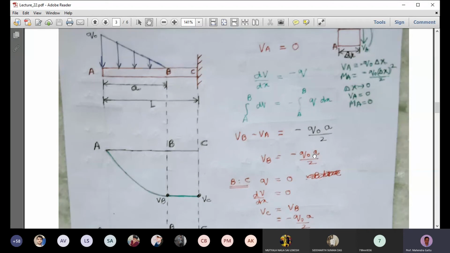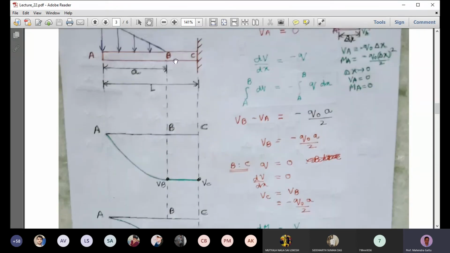So yeah, that is right. And then from B to C, what is happening? There is no distributed load, so there will be no change in shear force. From B to C, there is no point load also acting in between, so there will be no change in shear force. So VC will be equal to VB, and it will be minus Q naught A by 2.